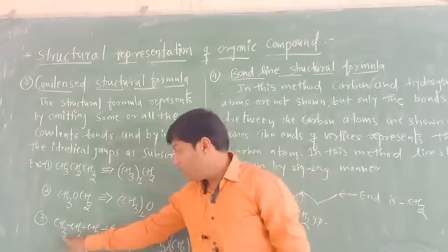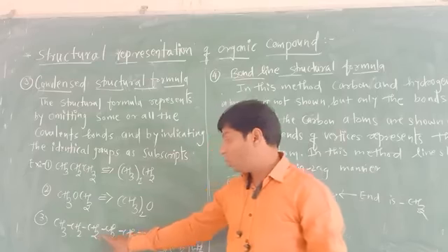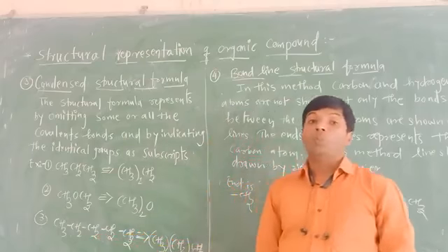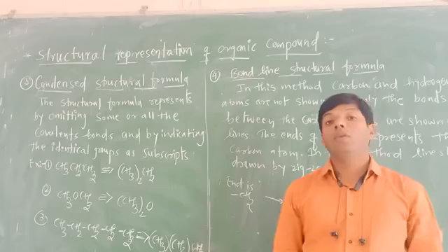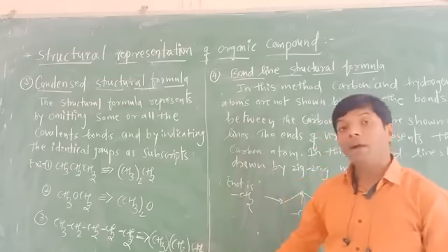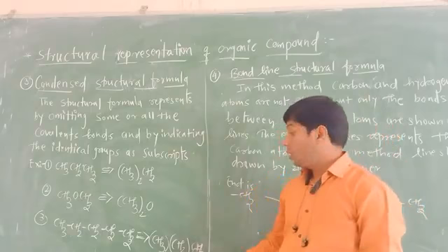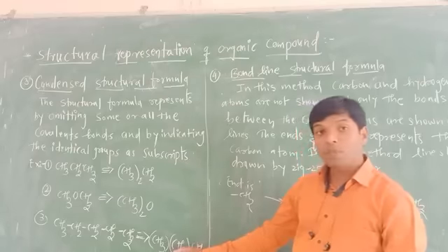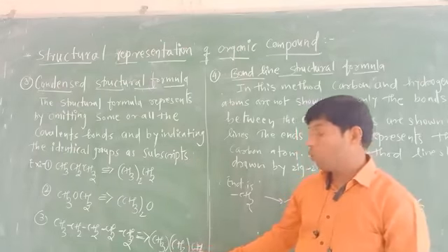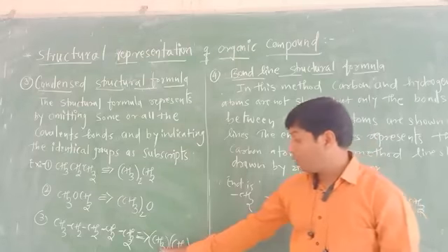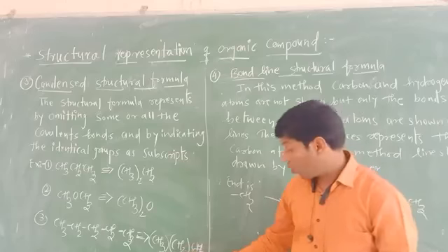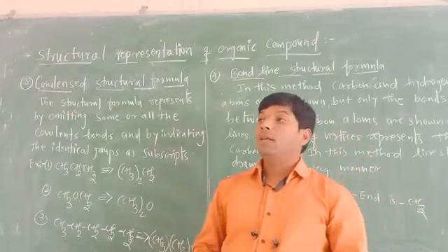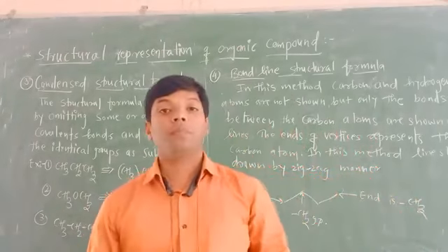Third example, CH3, CH2, CH2, CH2, CH3. So in this particular example, the methyl group and methylene group are repeatedly present. The CH3 group is there 2 times, and the CH2 group is there 4 times. So I can write CH3, CH2 repeated 4 times, CH3. This is one of the ways to represent the condensed structural formula.